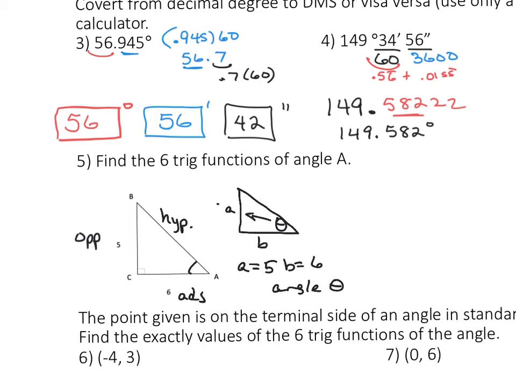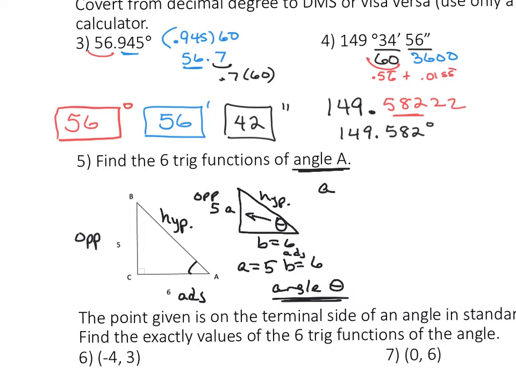You could put a 5 here now for a. The 5 is still opposite of theta. The 6 is adjacent. And we still need to find the hypotenuse. So just be aware, it might say find the 6 for angle A, or it might say find the 6 for angle theta. So now let's find that hypotenuse.